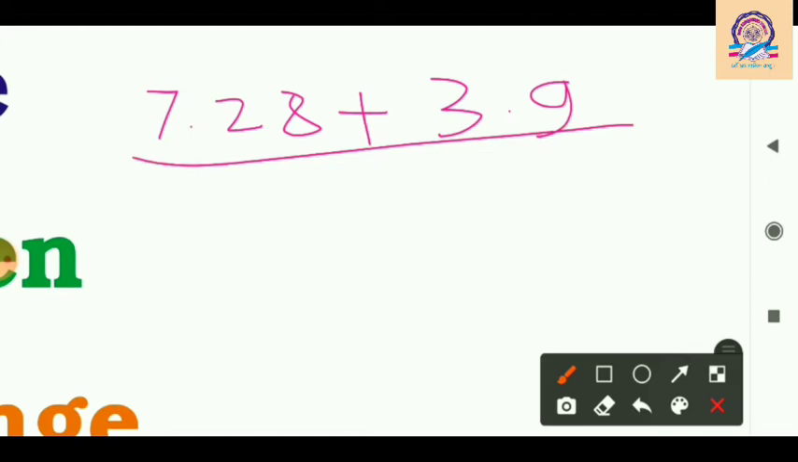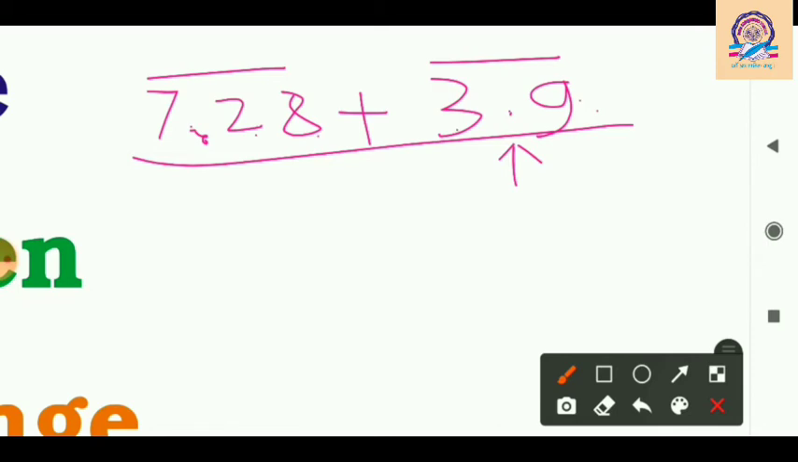So at first we have to check the numbers. We have two numbers. First is 7.28. After decimal, here we have 2 digits, and in second number, in 3.9, we have only one digit after the decimal point. So first we have to make those numbers like decimals. What are like decimals? The decimal numbers which have the same number of digits, so those are like decimals.